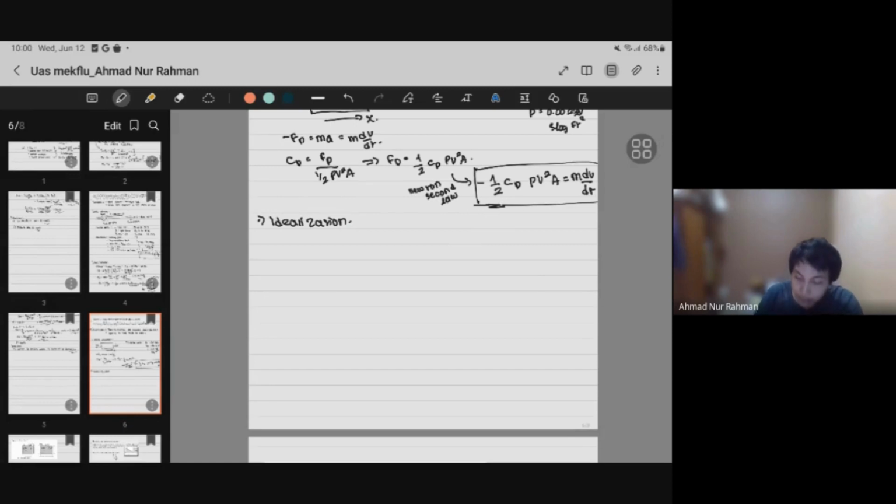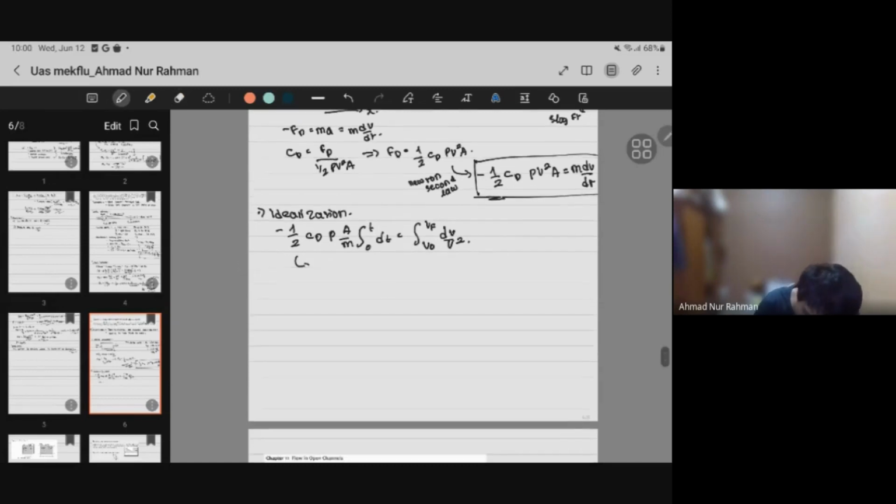By using Newton's second law, we separate variables and integrate, we obtain minus 1 over CD rho A per m, equals integral of dt equals integral of V0 to V of dV per V squared. From that, we can simplify.